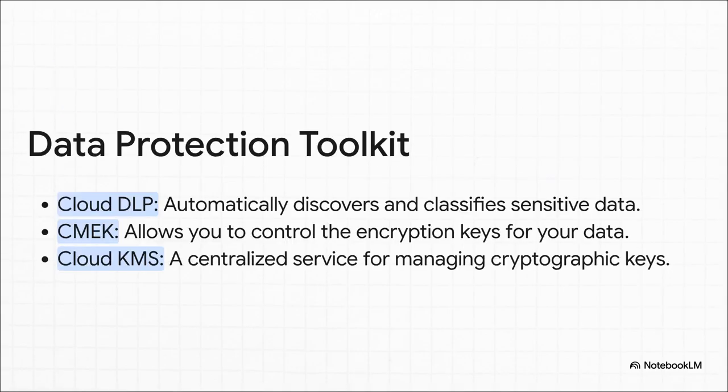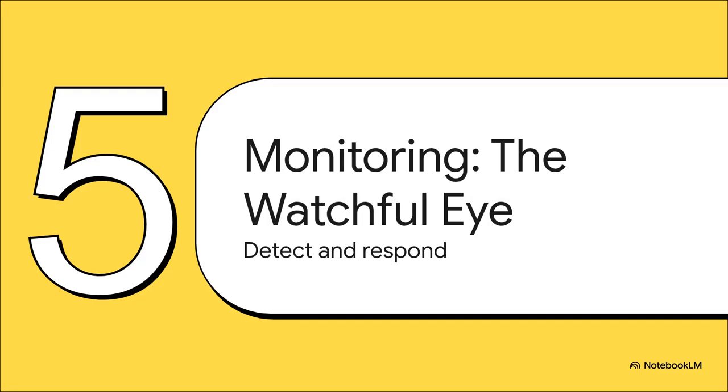But on top of that amazing default security, you've got a whole toolkit for even more granular control. Cloud Data Loss Prevention, or DLP, can automatically scan all your data to find and classify sensitive info that you might not even know you have. And for the ultimate level of control, you can use Customer-Managed Encryption Keys, or CMEK, with the Cloud Key Management Service. This means you control the cryptographic keys used to lock up your data, giving you the final say over who can access it.